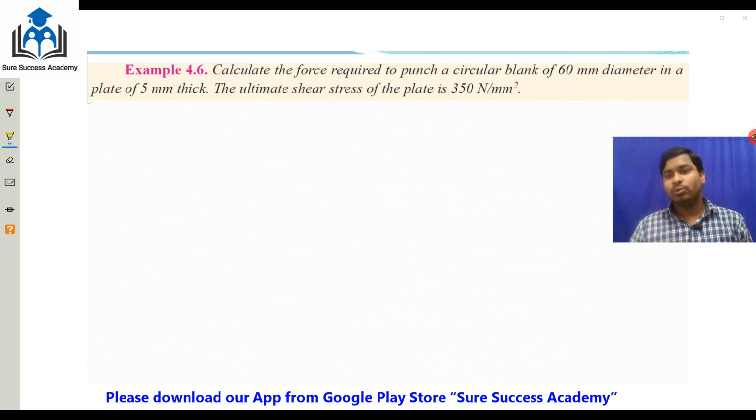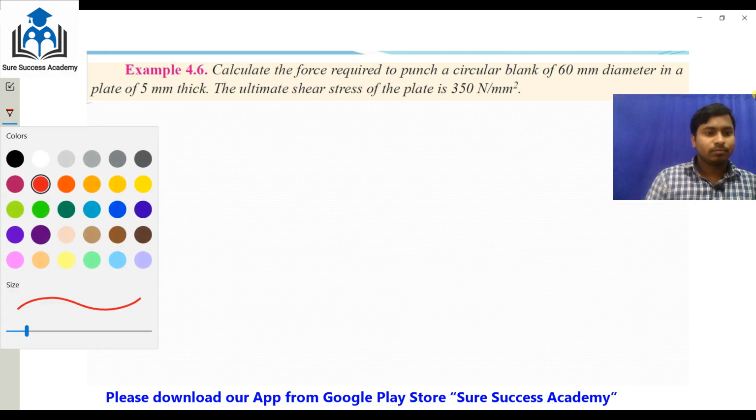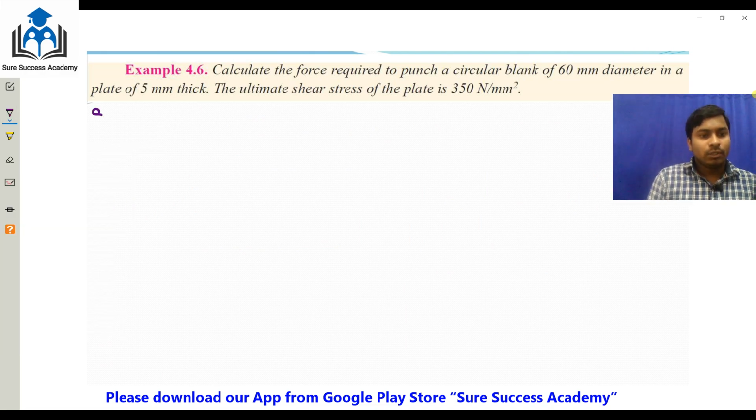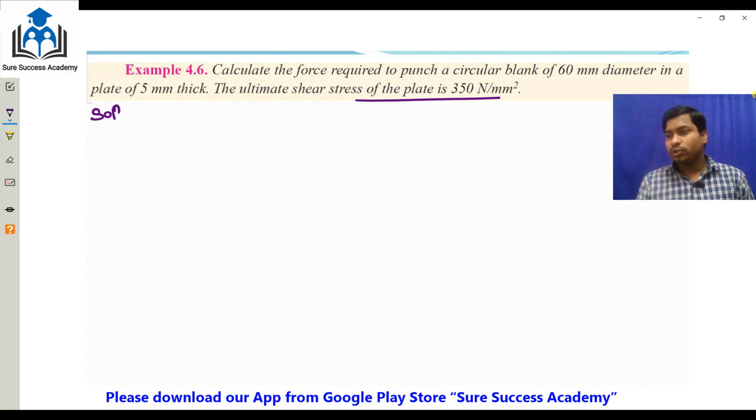So friends, we will do one problem here. Calculate the force required to punch a circular blank of 60 mm diameter in a plate of 5 mm thickness. The ultimate shear stress of the plate is given as 350 Newton per mm square. What is asked is to calculate the force required. Let P be the force required.